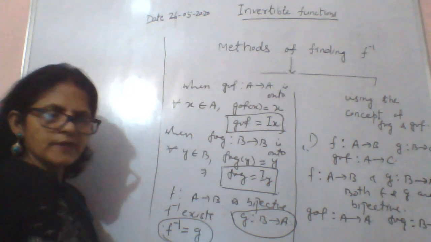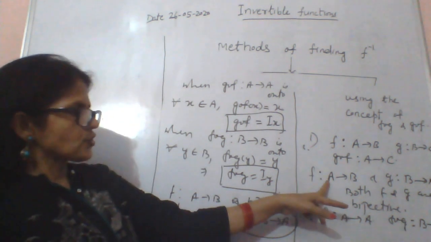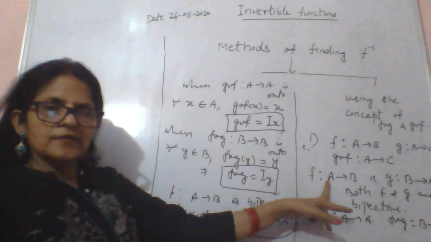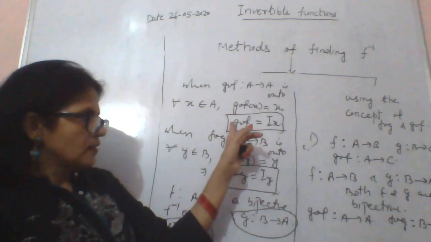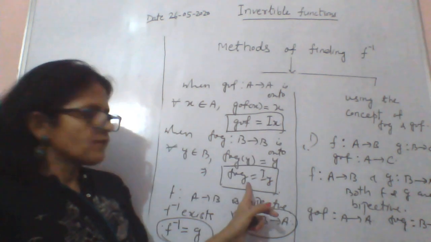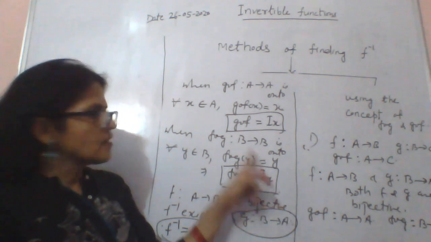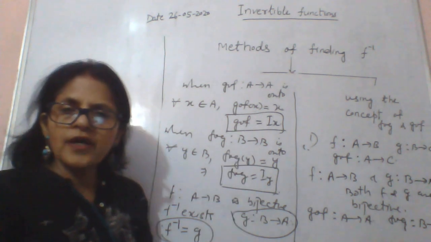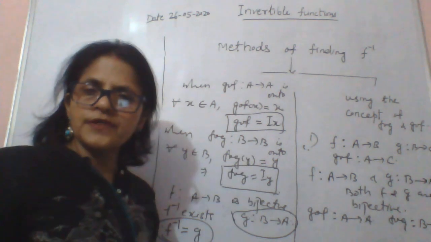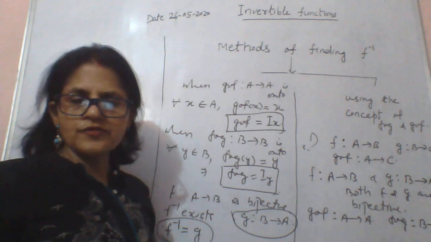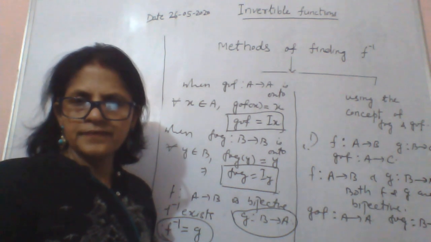Okay, and in a more specific way, what we can write here, if you have f is a function from A to B, there is a function g from B to A, such that g of f and f of g both are equal to identity function. In that case, f and g both are invertible, means inverse of f will be equal to g and inverse of g will also be equal to f. So let's write in a proper way.